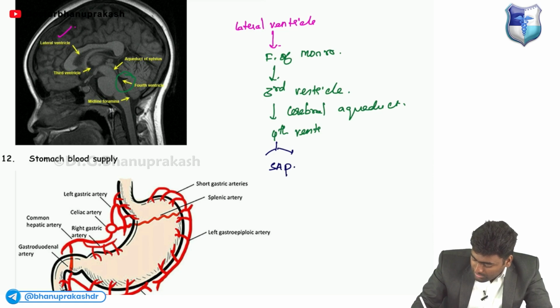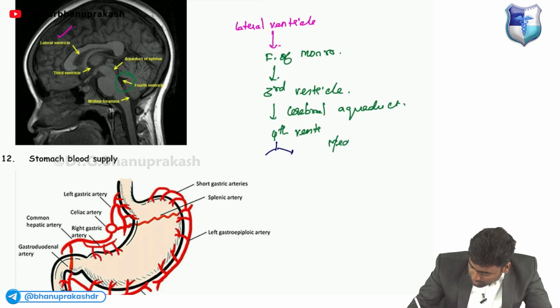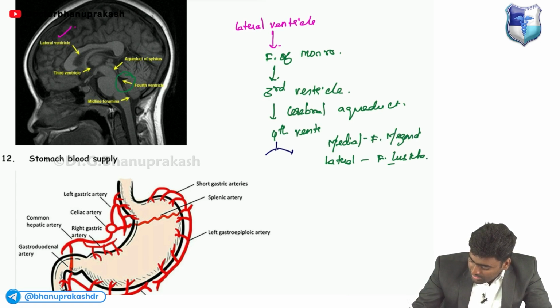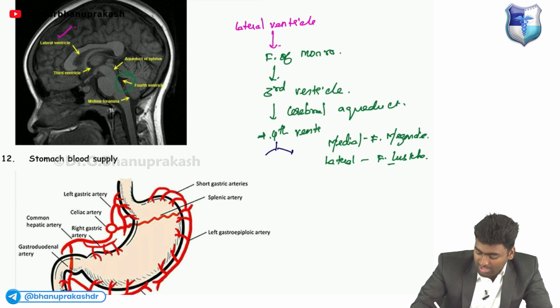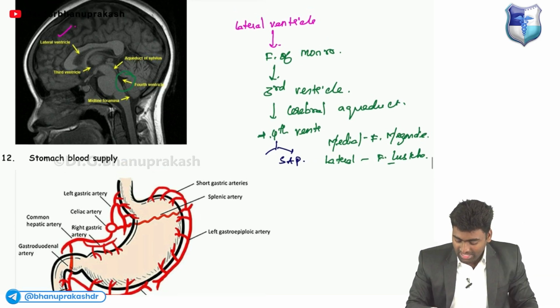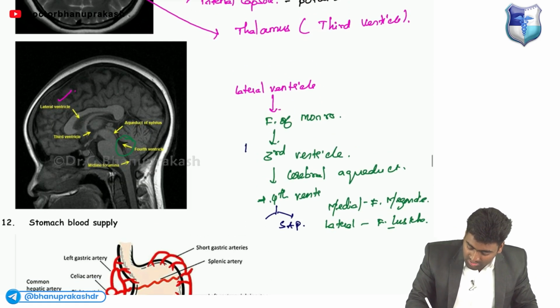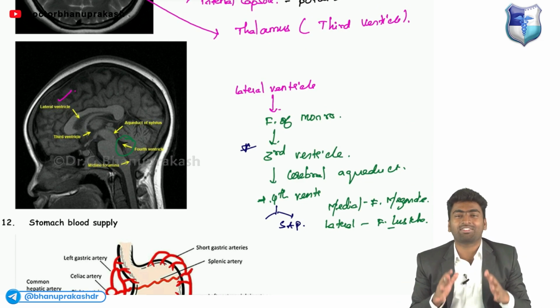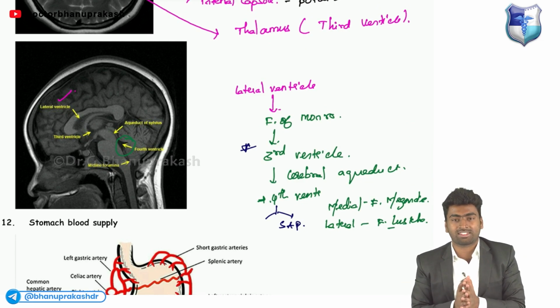There are two foramens. What are the two foramens, guys? The medial one and the lateral one. The lateral one is known as the foramen of Luschka, and the medial one is known as the foramen of Magendie. And it will pass into the subarachnoid space or the spinal space. These are the things you need to remember. And if there is any damage to any part, it will lead to the formation of hydrocephalus.